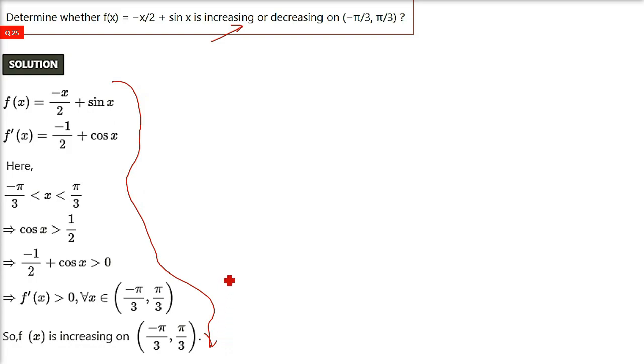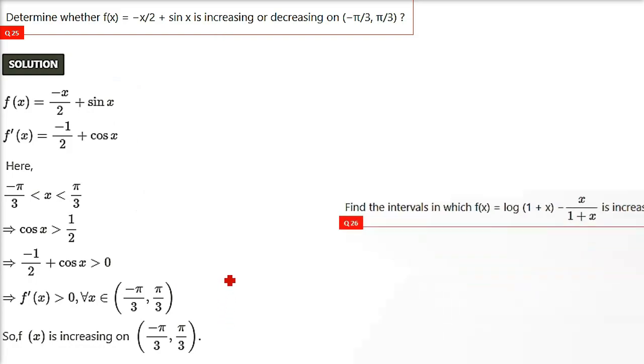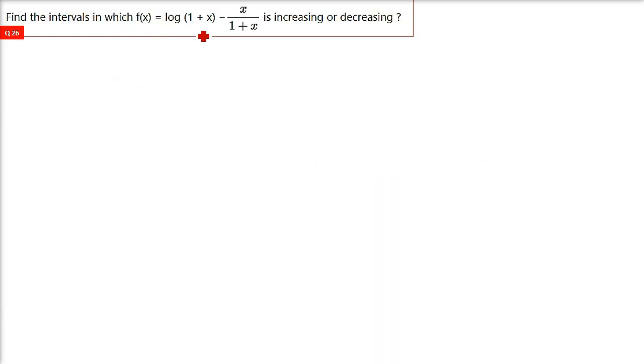All these mathematical symbols you have to write. Find the intervals in which f(x) equals log(1 plus x) minus x by (1 plus x) is increasing or decreasing. This is an important question. Why is it important? Because it has already come in CBSE, in the examination. To take these kinds of questions, we need to have multiple mathematics topics in our mind. You need to know log, and you need to know differentiation of log.